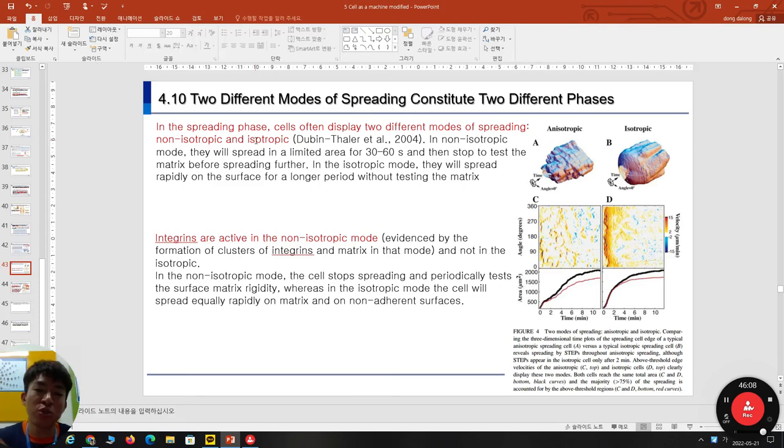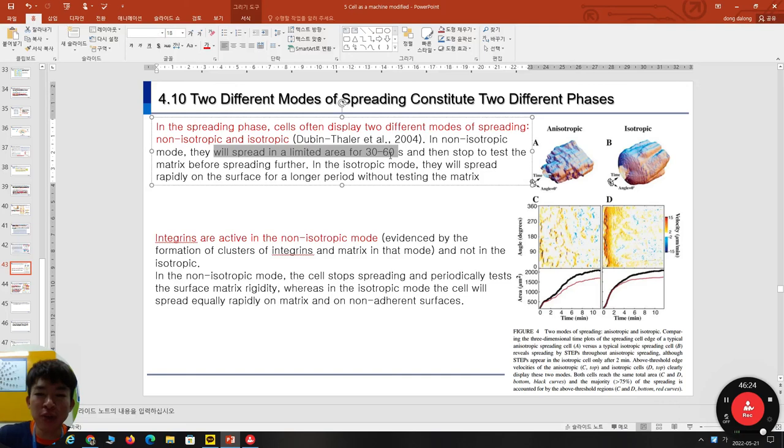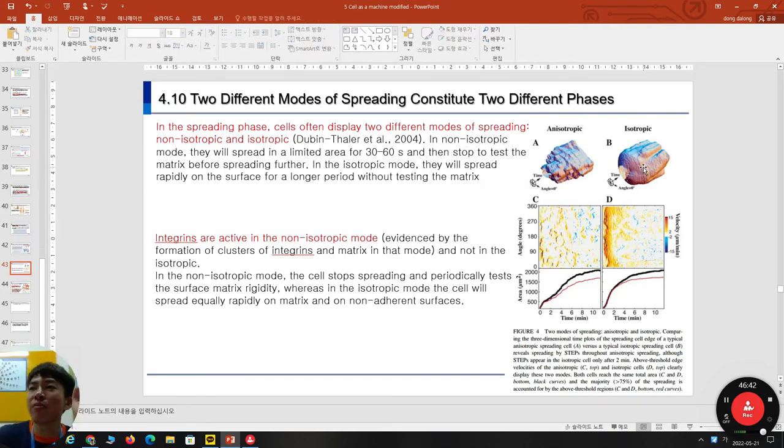So here again, the two different modes of spreading constitute two different phases. In the spreading phase, cells often display two different modes: non-isotropic and isotropic. In non-isotropic, they will spread over a limited area for 360 seconds and then stop to test the matrix using actomyosin contraction before spreading. But in the isotropic mode, they will spread rapidly on the surface for a longer period without testing. For example, this is the same fibroblast, but some fibroblasts show spread, check, spread, check, spread, check, like this. But with isotropic, when they are spreading, they continuously spread without this stepwise manner.